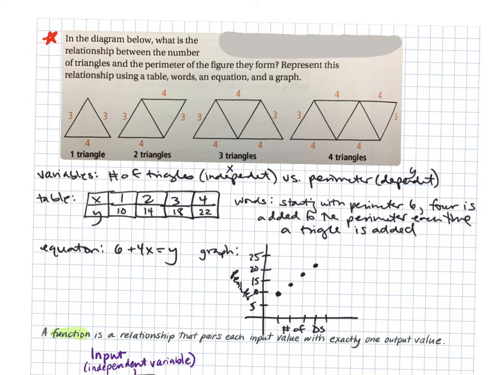Okay, so for this one, you can see each time another triangle is added, you get 4 more. So that's what our slope is, our 4x. And then if there were no triangles, you would have 6. That's why if you just subtracted 4 from the perimeter at 1 triangle, it would be 6. So starting with a perimeter of 6, 4 is added to the perimeter each time a triangle is added. And so here's our equation, and then that is the graph. Number of triangles is our independent x variable, and perimeter is our dependent y variable. So hopefully you got that.